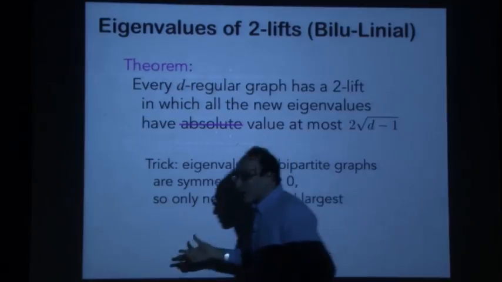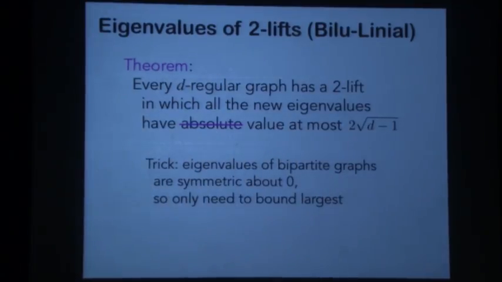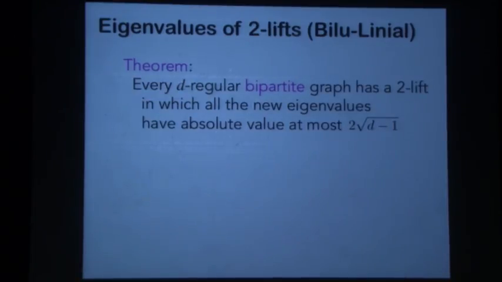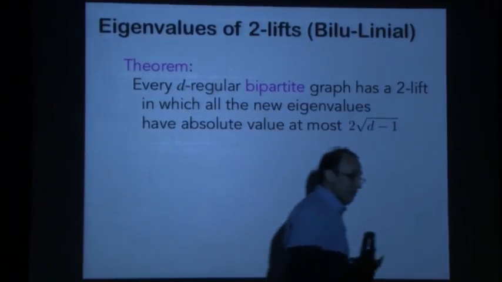But then we remember that in bipartite graphs, the eigenvalues are symmetric about the origin. So we cheat. In a bipartite graph, as soon as I've bounded the largest eigenvalue of a two-lift, I've also bounded the smallest, just because they're symmetric about the origin. So that enables us to say that every d-regular bipartite graph has a two-lift in which all of the new eigenvalues have absolute value at most 2 root d minus 1. And by proving this theorem, this is how we will get infinite families of Ramanujan graphs of every degree.